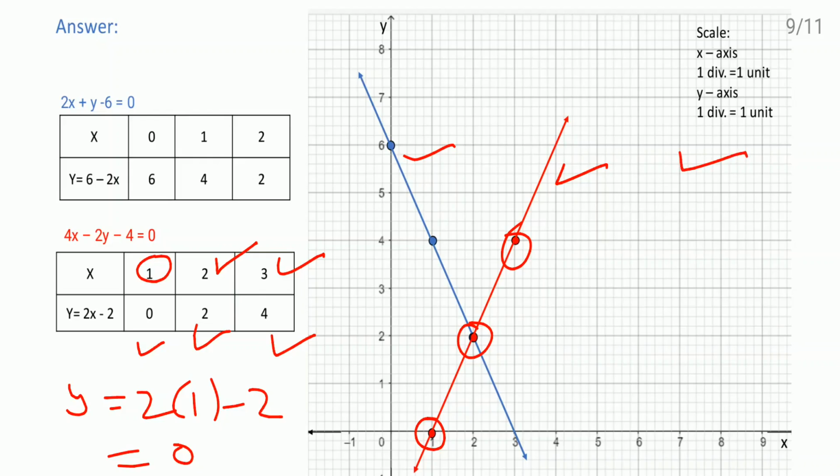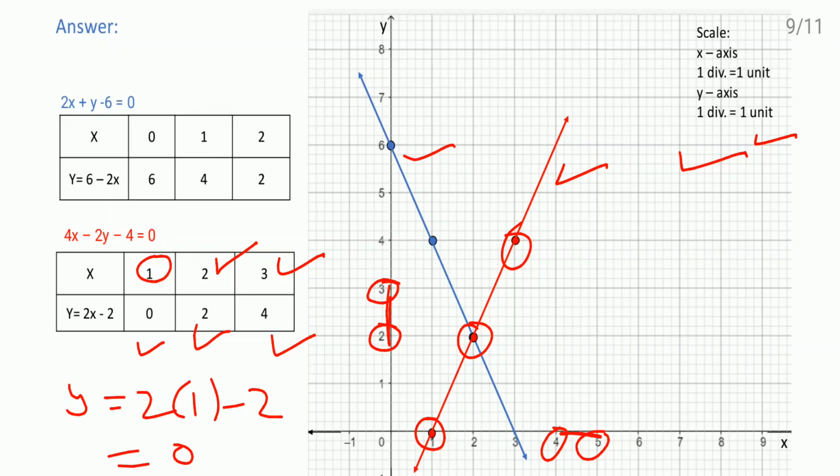Scale on x-axis 1 division. You see 1 division is equal to 1 unit. Right? 5 minus 4 is 1. Same on the y-axis also we have written the scale. 1 division is equal to 1 unit. How to write down? This 1 division you will take and bigger number minus the smaller number you will do. And then you will write down the scale.